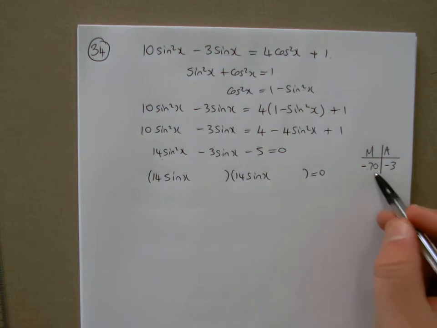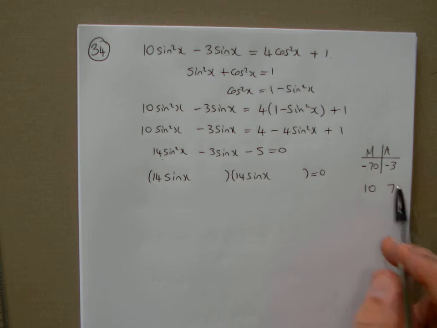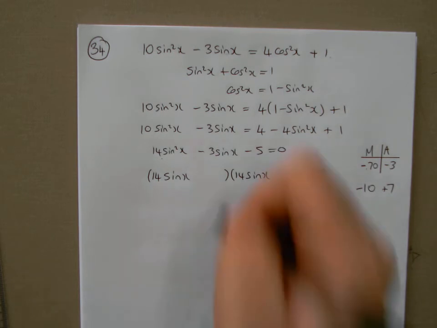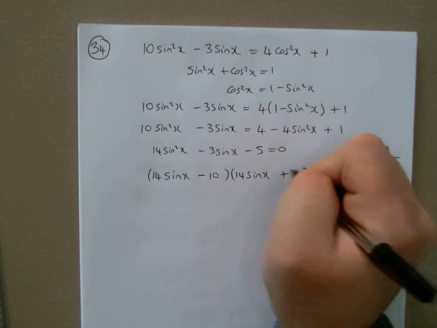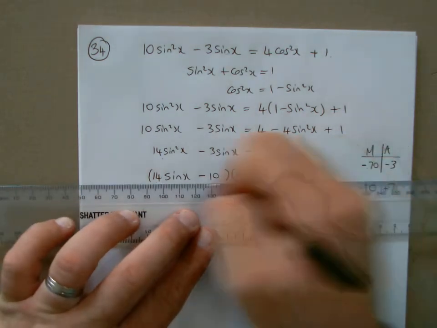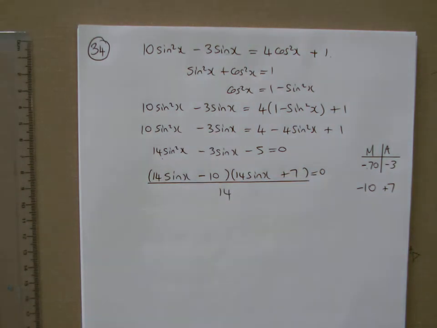So you just got to think of a pair of numbers that multiply to give 70. 10 and 7 are the obvious ones to me. And when you think about it then, you can get them to add up to give minus 3 if you make it minus 10 plus 7. That's the approach we can use there. So minus 10 plus 7 is what we've got there. Then, remember, with this method, you've got to divide them by what we timesed at the start. So we've got to divide by 14.